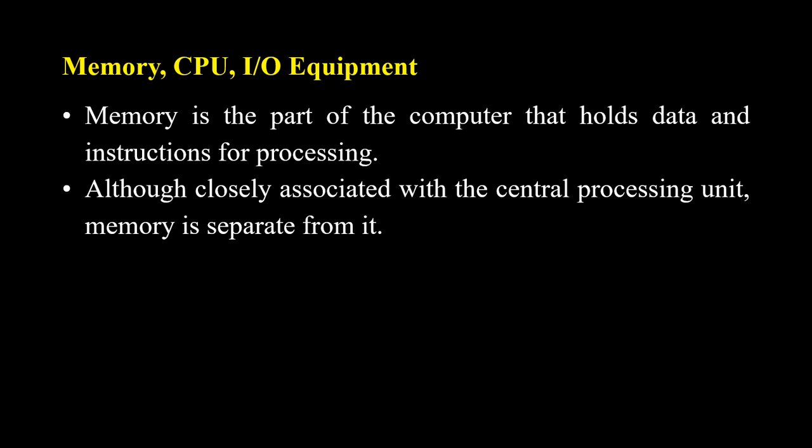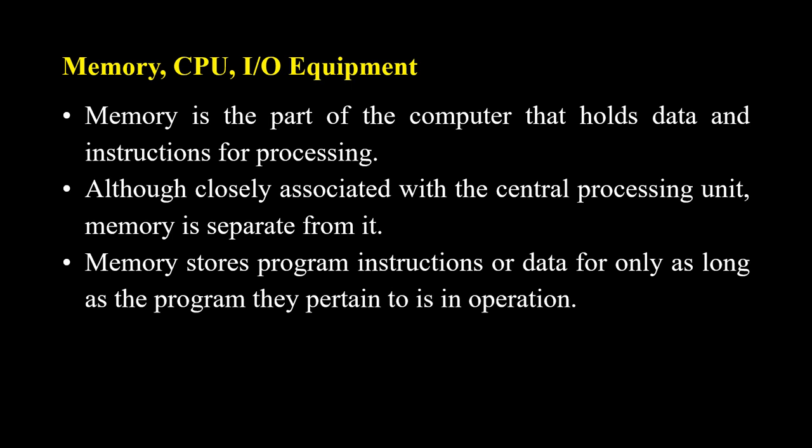It is close. They are together. It is part of the processor, but it is slightly separate. When you look at other architectures, they actually put it slightly outside of the processor. You will see in the diagram that main memory stores the program instructions or data only as long as the program they pertain to is in operation. Now, main memory just holds. It doesn't perform work. So the most active devices are the control unit and the ALU.